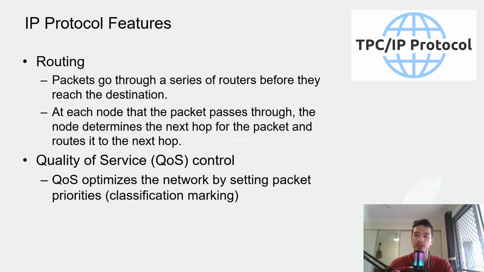Now we have the IP features. So we've got routing. Packets go through a series of routers before they reach the final destination. At each node the packet passes through, the node determines the next hop for the packet and routes it to the next hop. We've gone over that. If the destination address is not where it's meant to be, it will send it to the next hop in the routing table, check again, and if it's not there, keep sending it through. Then there's quality of service, QoS control. QoS optimizes the network by setting packet priorities and classification marking.